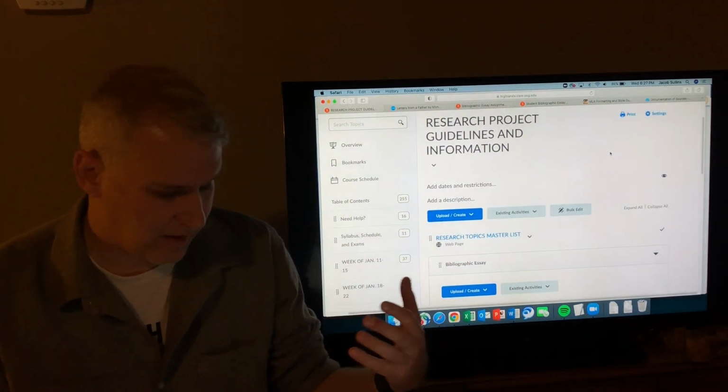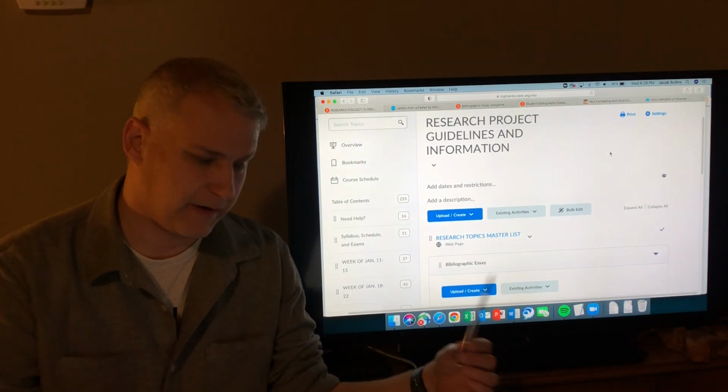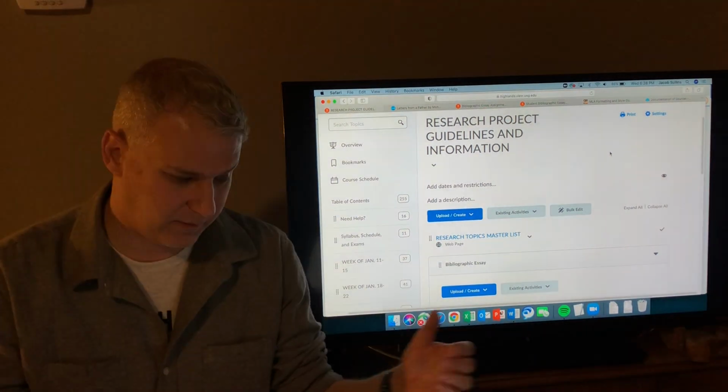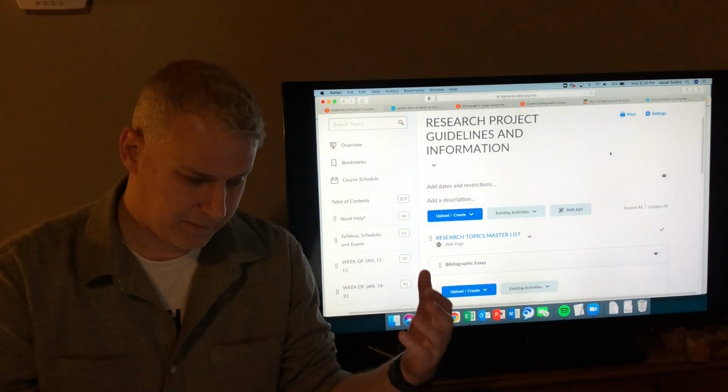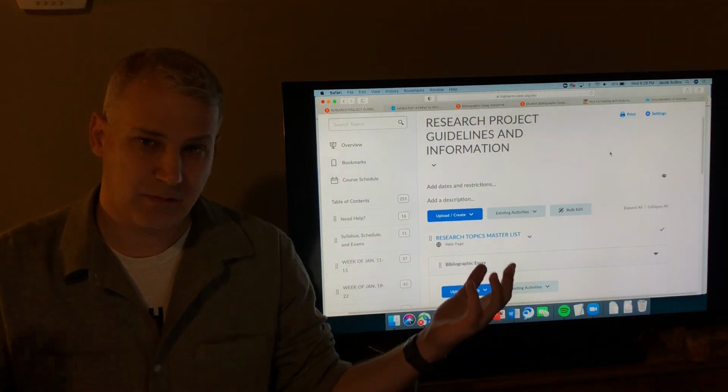So to do this assignment, the first thing you need to do is go into the research topics master list right here and pick a topic. And let me know that topic so I can write your name on the list and know what you're going to work with, because you're going to use that topic both for the bibliographic essay and the research paper.